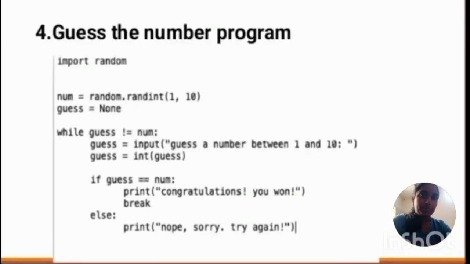Guess the number program. Import random. num = random.randint(1, 10). guess = None. While guess != num: guess = input("Guess a number between 1 and 10"). guess = int(guess). If guess == num, then print "Congratulations, you won!" and break. Else, print "Nope, sorry, try again."